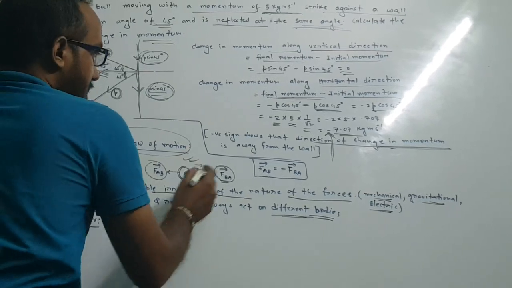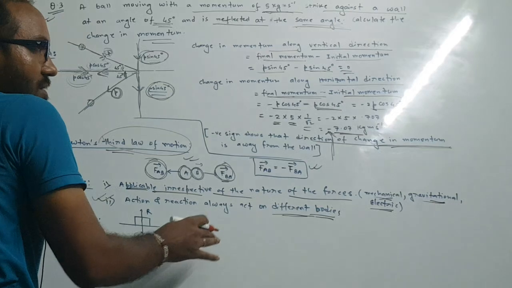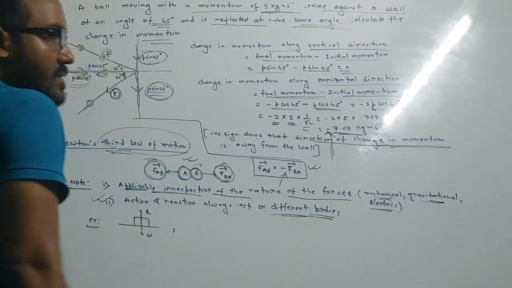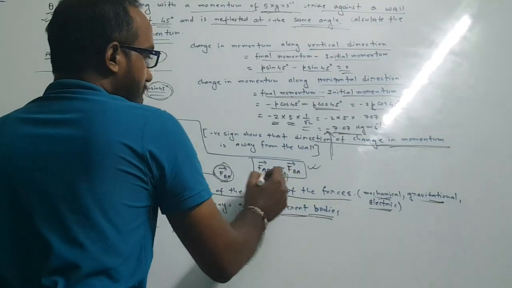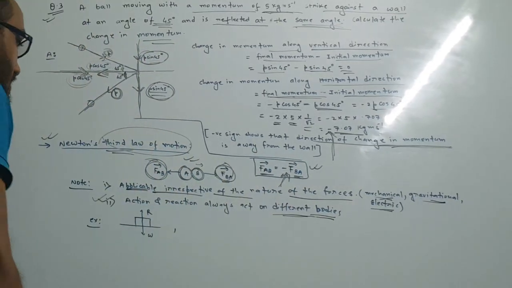So we can say that FAB and FBA are equal in magnitude, but their directions are opposite. That's why there is a negative sign. The forces are the same, but their directions are opposite.